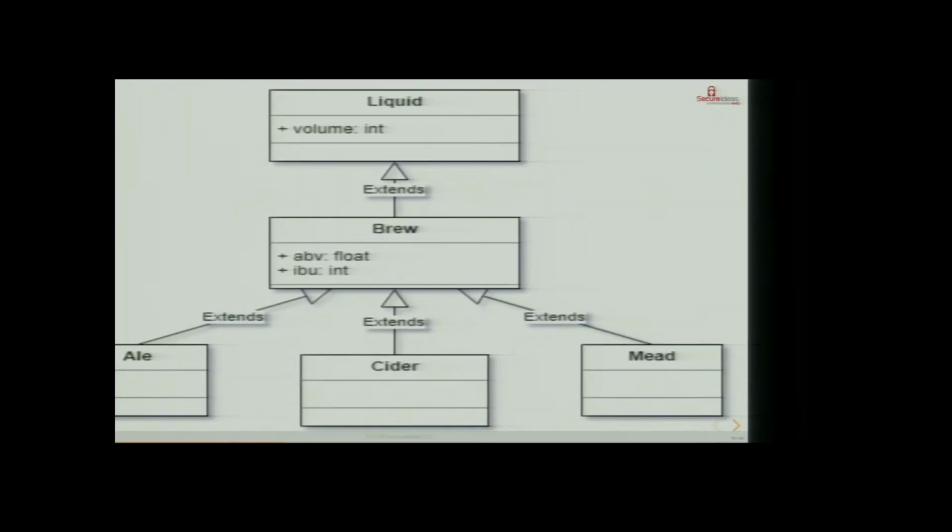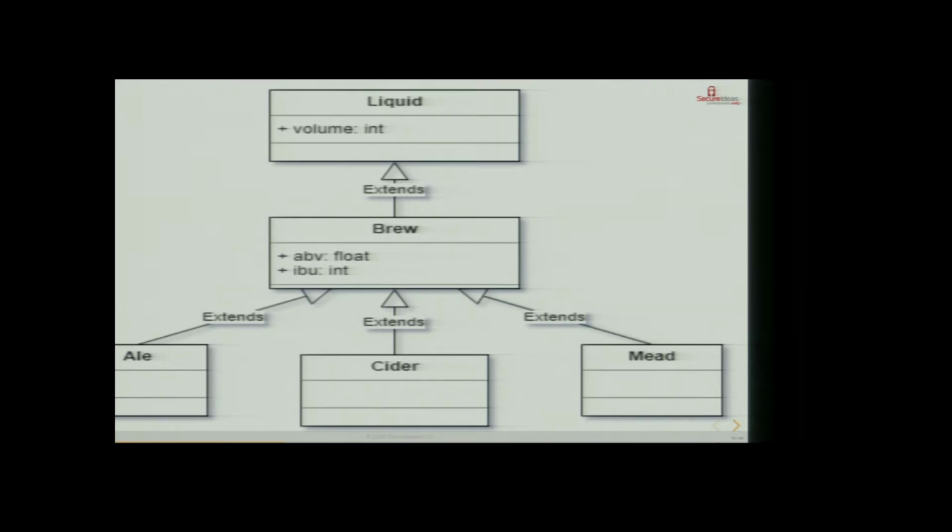Okay, so now let's take a quick look at liquid. I'm just keeping this really simple intentionally. So we have liquid, it has a volume. Now we're going to subclass liquid, and we're going to give it some additional attributes. ABV, so alcohol by volume, it's a float.